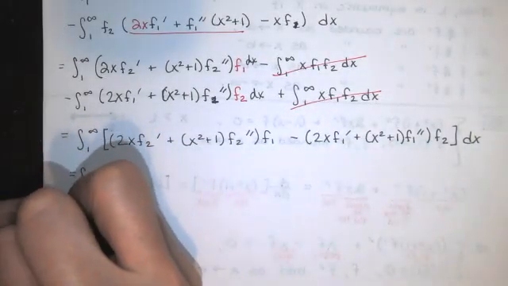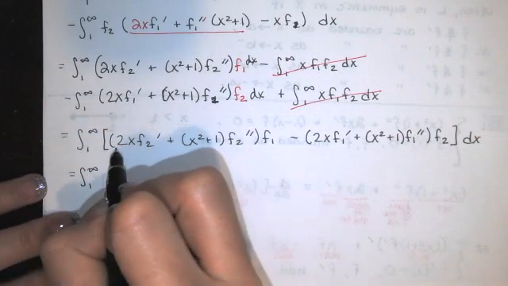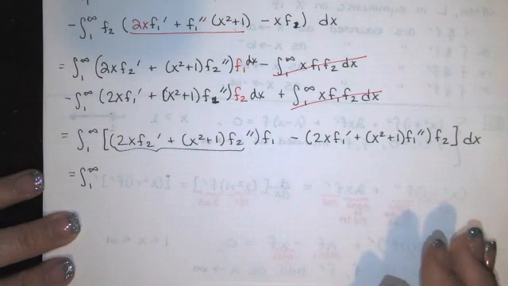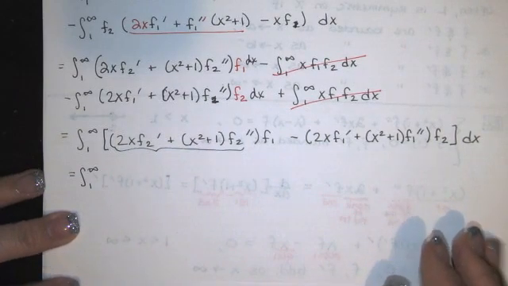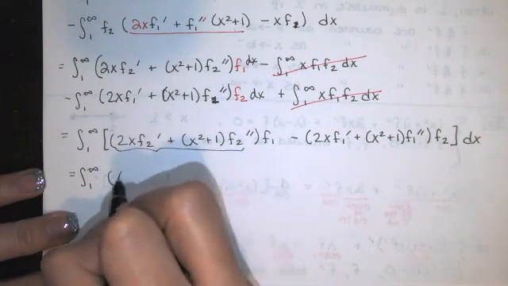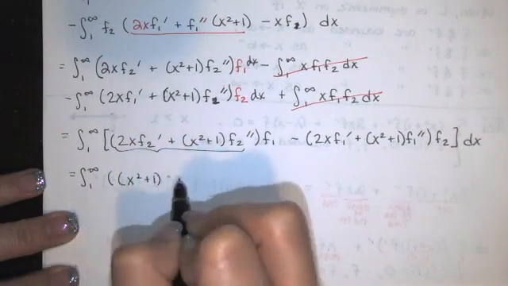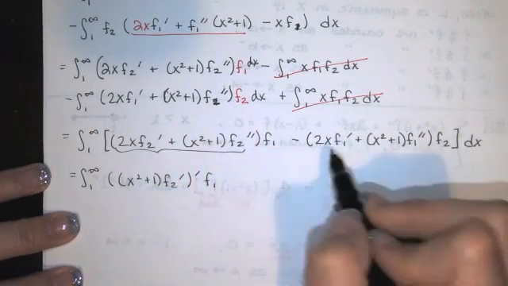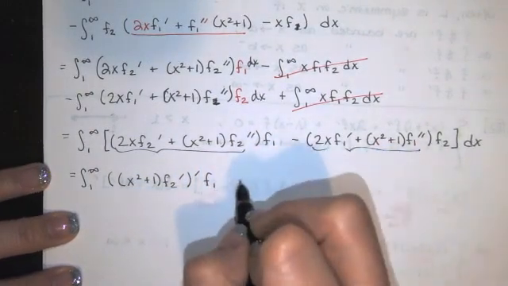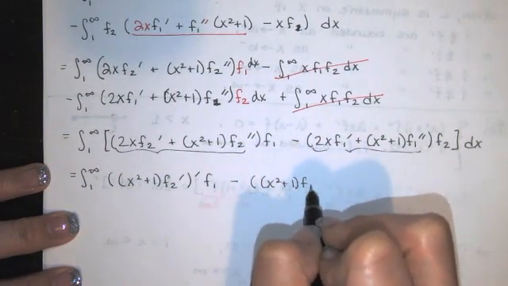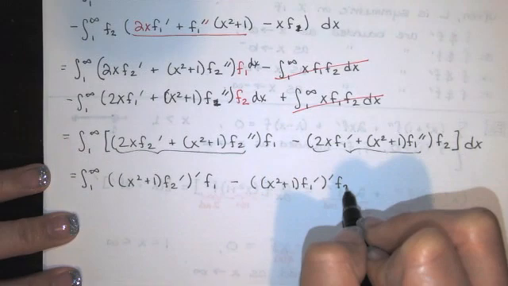Now I want you to notice that this is actually an expanded form from a product rule. I expanded it earlier, but perhaps I shouldn't have. Let's write it as this again. It's the derivative of x squared plus 1 times f sub 2 prime prime. And similarly, this is the derivative of x squared plus 1 times f sub 1 prime prime.